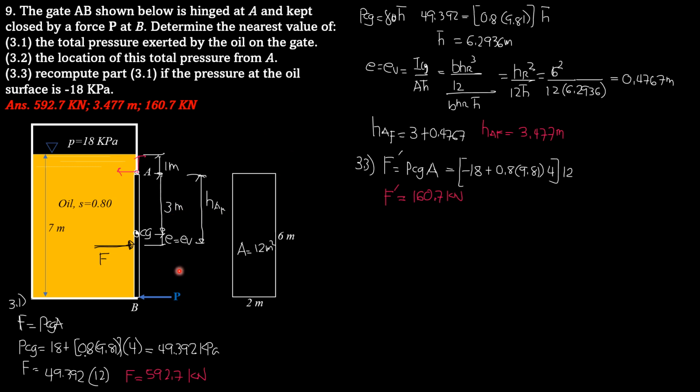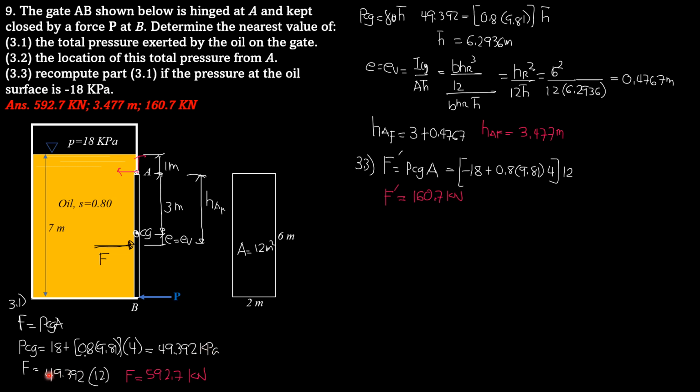So since we have a complicated situation, the surface is under pressure. So the pressure at the centroid is equal to 18. Then we go down by 4 meters because that's 1 meter and this is 3 meters. So this is 4 meters. So the pressure at the centroid is equal to 18, then plus specific weight of oil 0.8 times 9.81 times 4. The pressure at the centroid is 49.392 kilopascals.